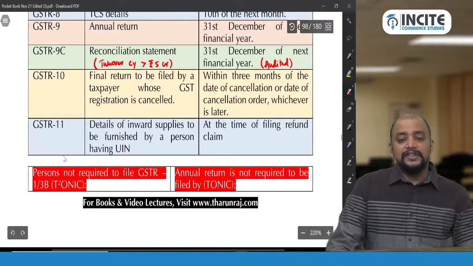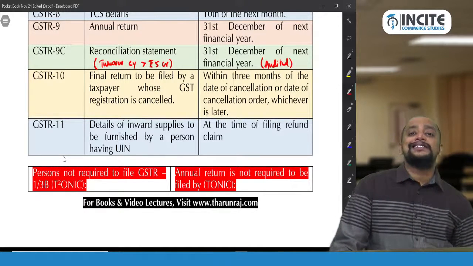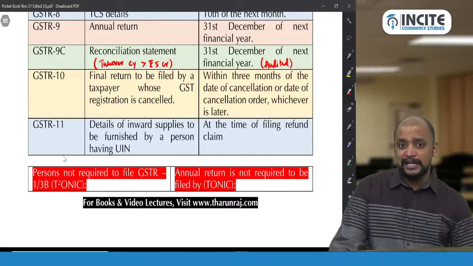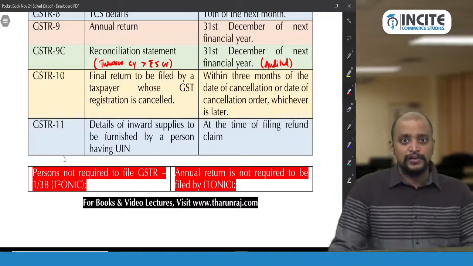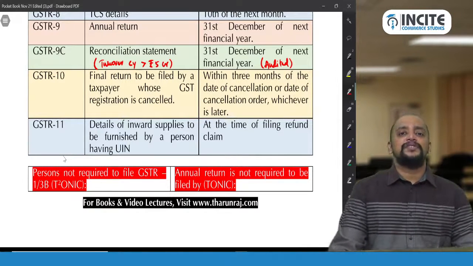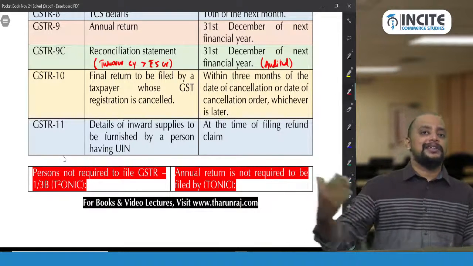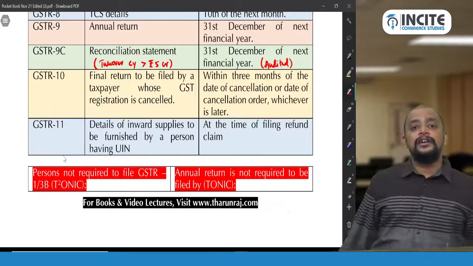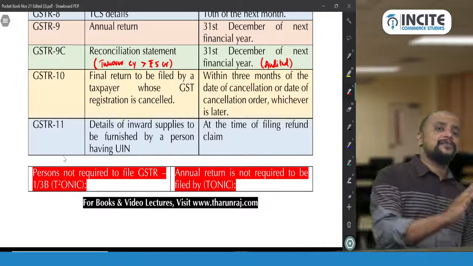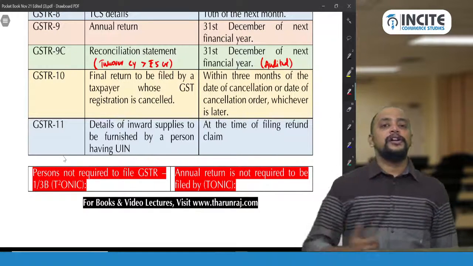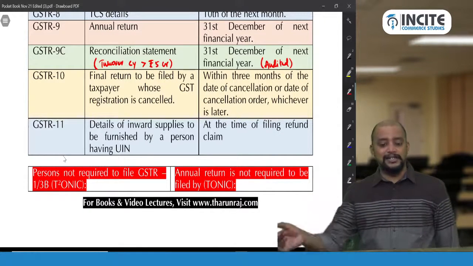And GSTR 10 is a final return, and that final return is to be filed by a person who cancelled his registration. Either he made an application for cancellation, or suo motu the proper officer had cancelled the registration. What is the time limit for submission of this final return, GSTR 10? So 3 months from the date of cancellation, that is effective date of cancellation, or order of cancellation, whichever is later. So for order of cancellation, don't count 3 months. Only for the date of cancellation you count 3 months. Or next point, order of cancellation. So A or B, whichever is later will be taken. Not whichever is earlier, whichever is later. Remember that.